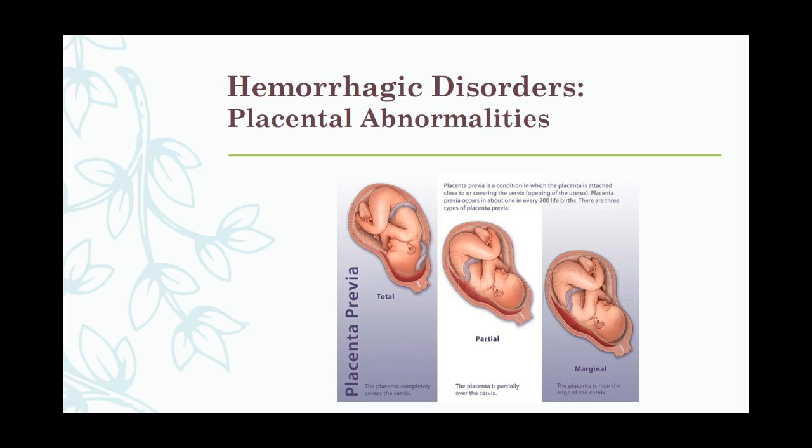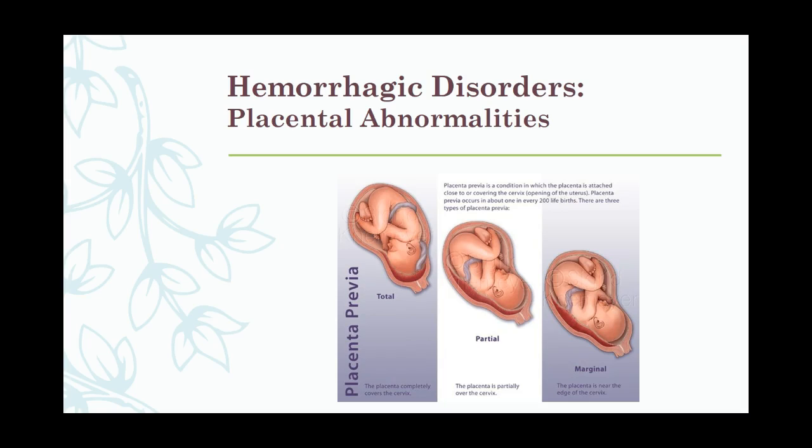So here are some pictures of previas. Here in the one on the left-hand side, let's go from left to right, you can see a total placenta previa. This placenta completely covers the cervix. In partial, you can see that the placenta partially covers the cervix. And then this one on the right is a marginal placenta previa, and you can see it's very near the edge of the cervix, which also can be dangerous.